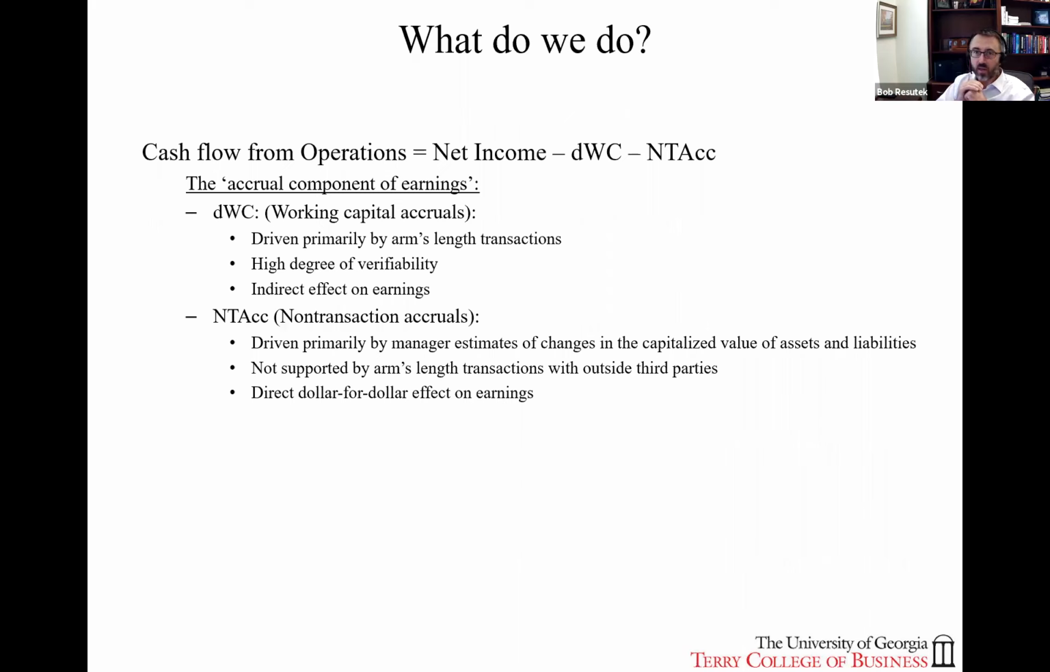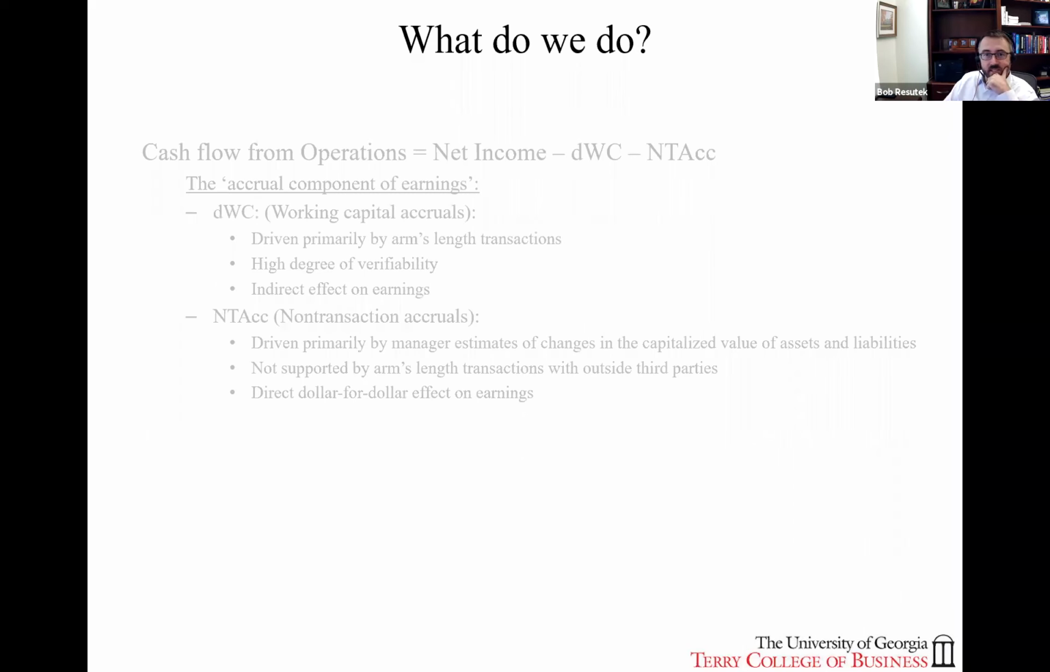This is managers at the end of the fiscal period saying, all right, what do we think? How much should we accrue for bad debt expense? Should we impair inventory? Has a triggering event occurred? And if so, how much should we impair assets? These not only are driven primarily by manager discretion, reporting discretion, they do have a dollar for dollar effect on earnings. This is sort of what we're interested in.